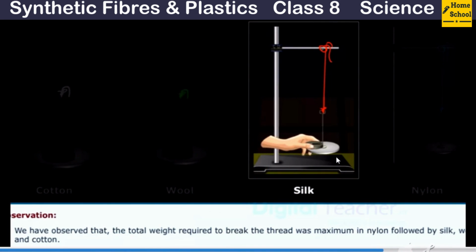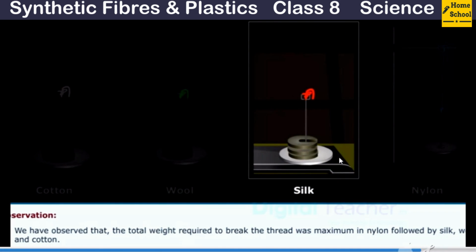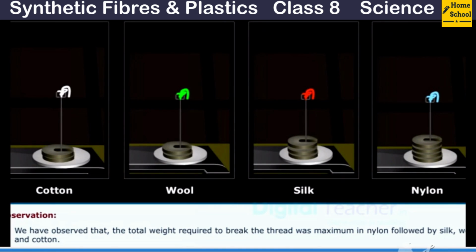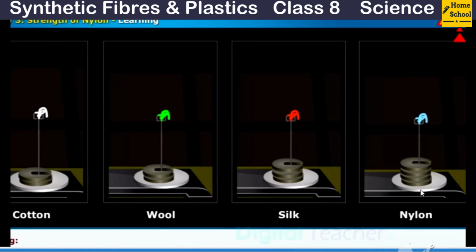And then our silk is quite stronger than cotton and wool. It can stand till 3 weights and then it will get broken. Okay, coming to our nylon, which is really very, very strong. It can hold up to 4 weights, right? So artificial fiber, that is our nylon, is stronger than our natural fibers, that you can observe. That's the reason, though nylon, rayon, acrylics are artificial, they are widely used because of this strength.